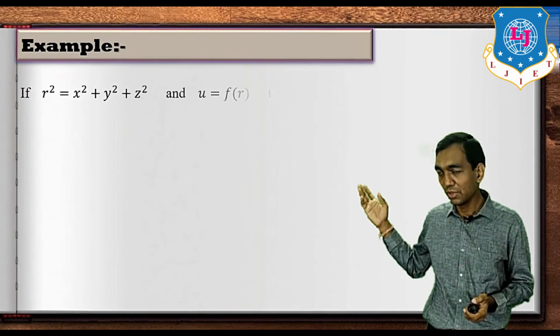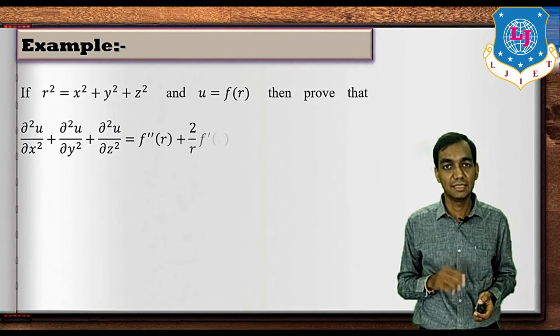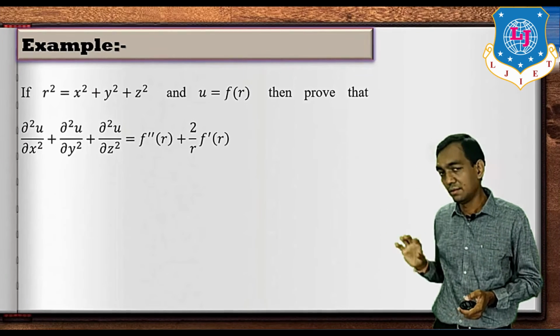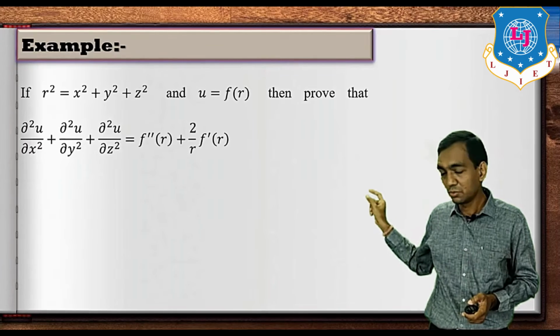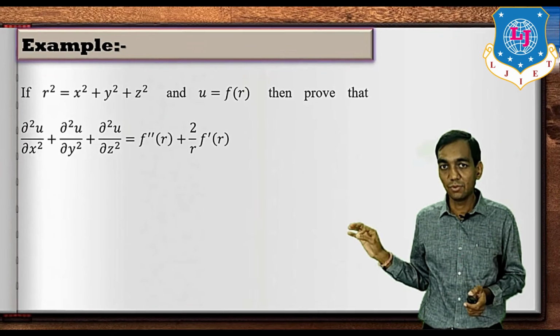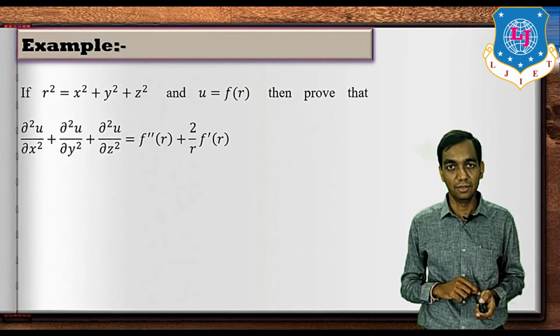Now, we are going on to the example. If r² is equal to x² plus y² plus z² and u is a function of r, then prove that ∂²u/∂x² plus ∂²u/∂y² plus ∂²u/∂z² is equal to f''(r) plus 2/r into f'(r).